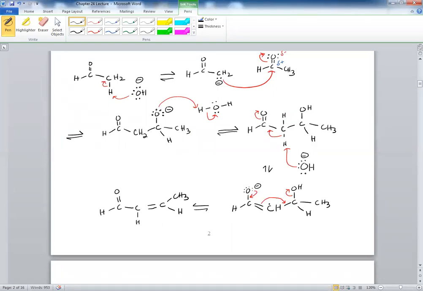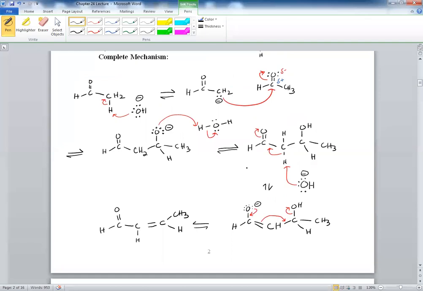So that's it. It's important to remember the steps. First step is you do the attack, you make the enolate, and then essentially when you get to the dehydration, you have to get rid of the OH and you form the condensation product.